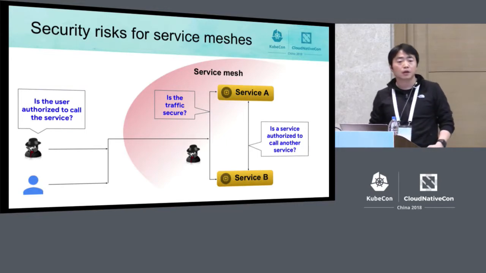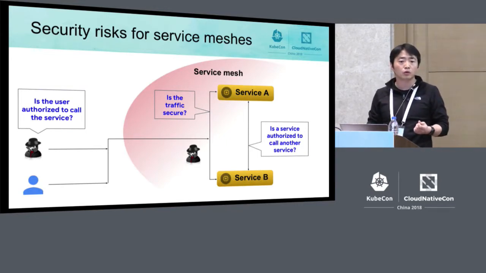Security is critical to any microservice, and in a service mesh there are all kinds of security threats. For example, an attacker may try to eavesdrop on the traffic, or try to access a service they are not authorized to. Inside the service mesh there are also all kinds of attacks. For example, a service may try to access another service that it is not authorized to.